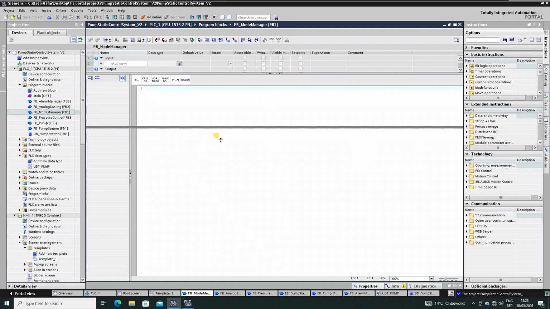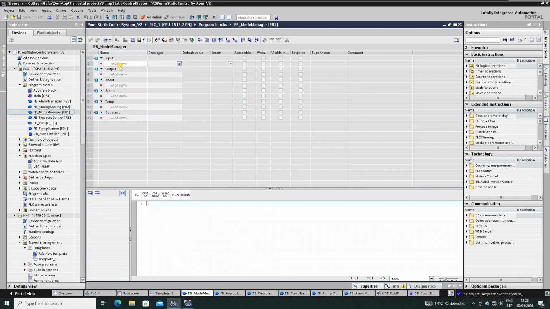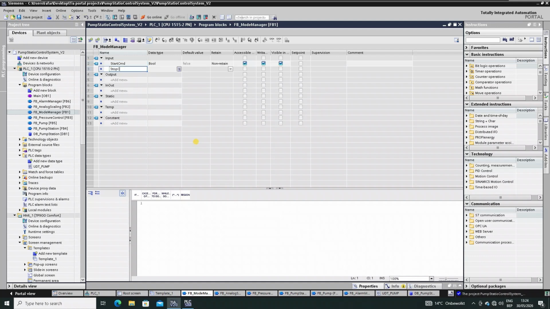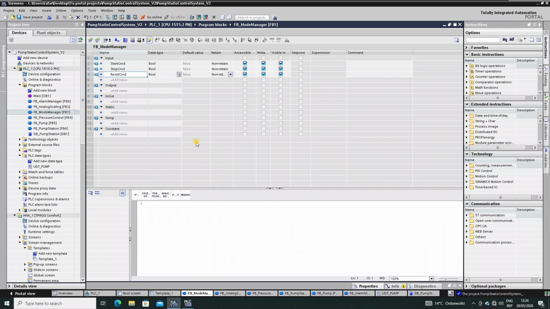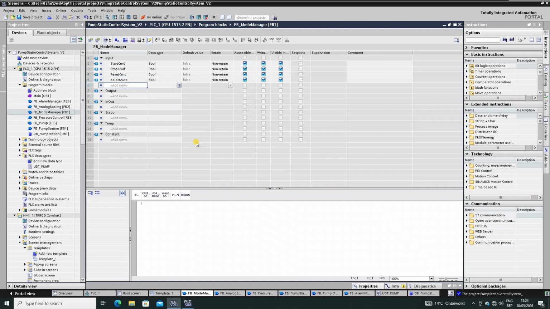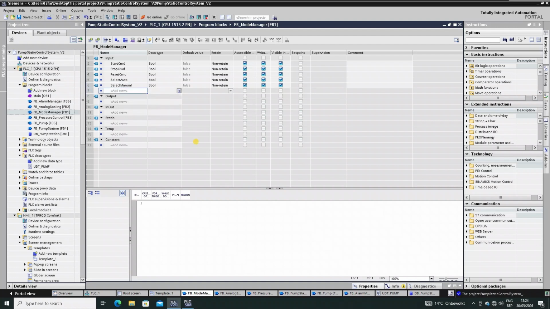This block will control the main operating modes of the system, such as AutoMode, ManualMode, SystemRun, Reset Pulse, and Mode Validation. The first input is Start CMD. This signal comes from the HMI. The second input is Stop CMD. This signal is used to stop the system. The third input is Reset CMD. This command is used to reset alarms. The fourth input is Select Auto. This signal is used when the operator selects automatic mode. The fifth input is Select Manual. This signal is used when the operator selects manual mode. The final input is SafetyOK.